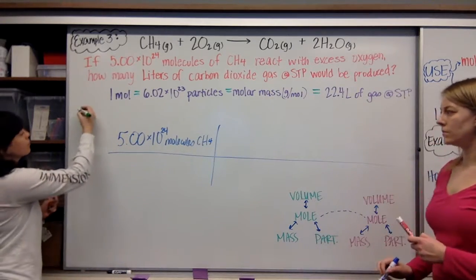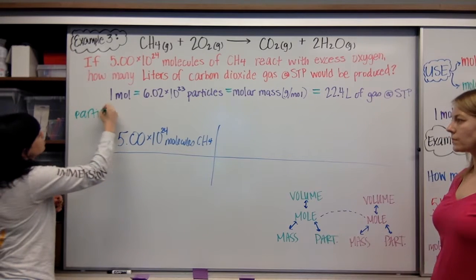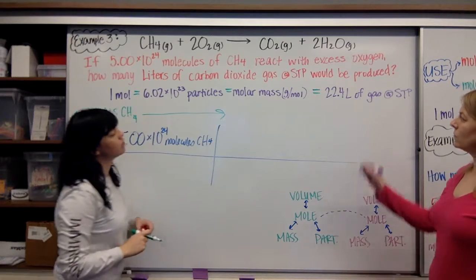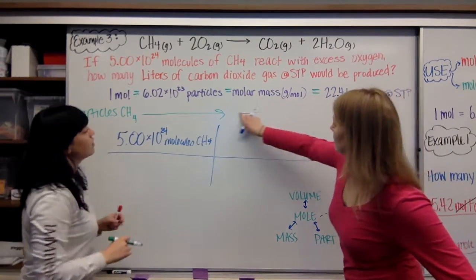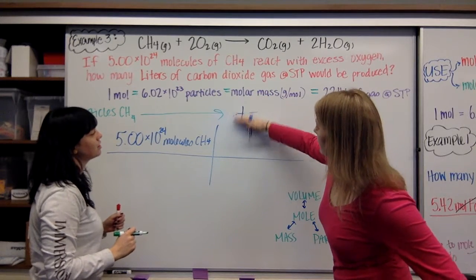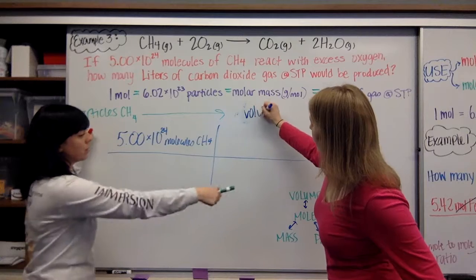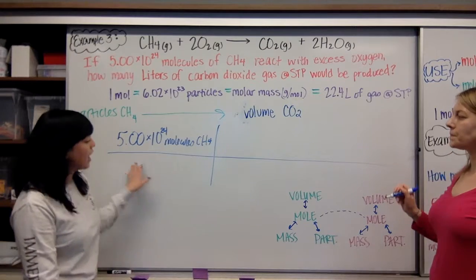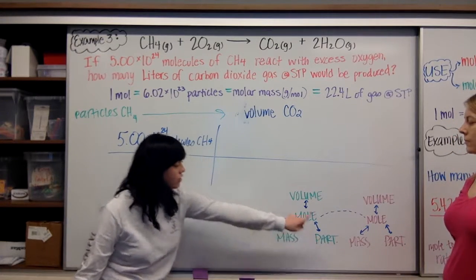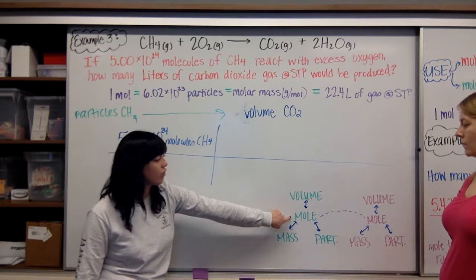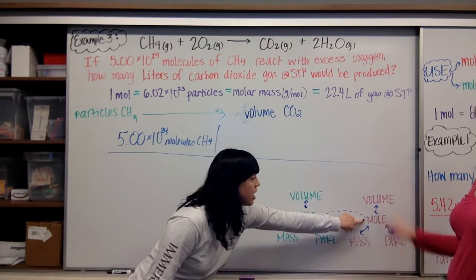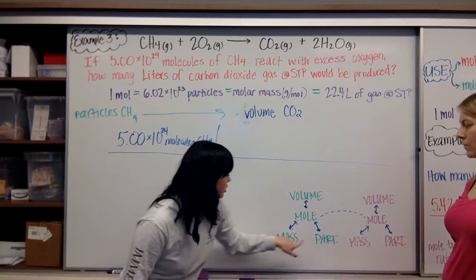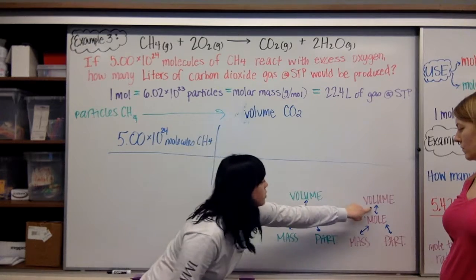So I am trying to get from particles of methane all the way to volume. Particles to volume, yeah. Volume of carbon dioxide, CO2. So along the way, I am starting at particles of methane. I have to go first to moles of methane. Then I can go from moles of methane to moles of carbon dioxide. Then from moles of carbon dioxide to volume of carbon dioxide. So this is a 1, 2, 3-step problem.